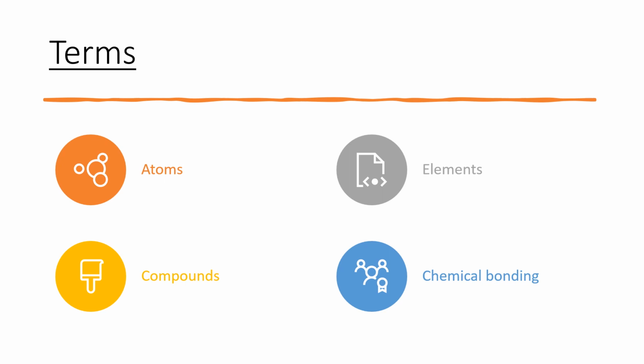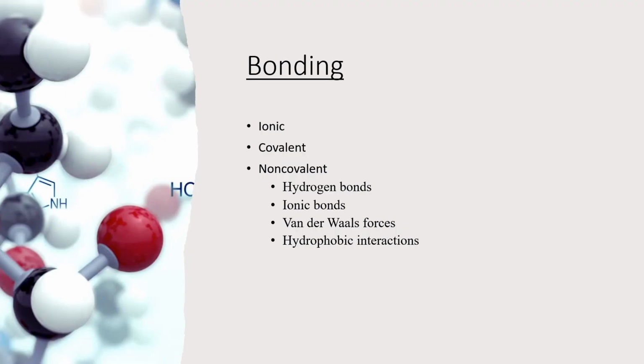Now, atoms interact with one another to form chemical communities. The tightly knit atoms making up the communal molecule are held together by chemical bondings. Now let us look into the bondings.